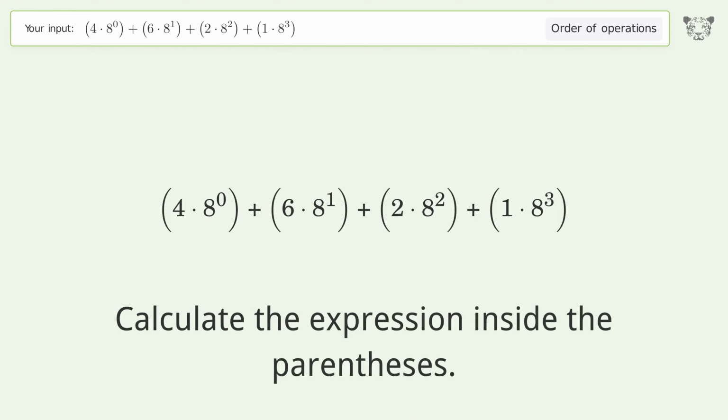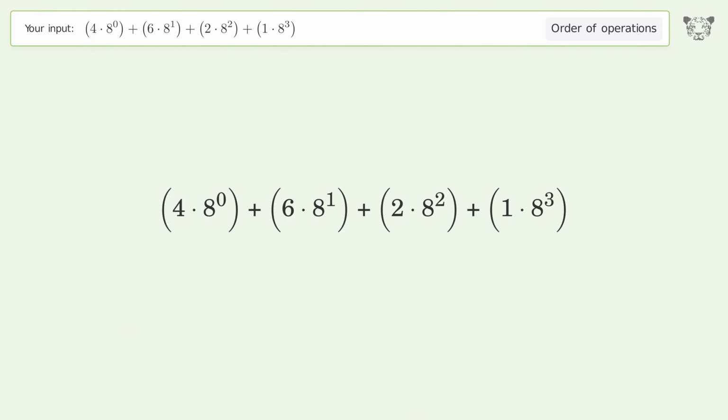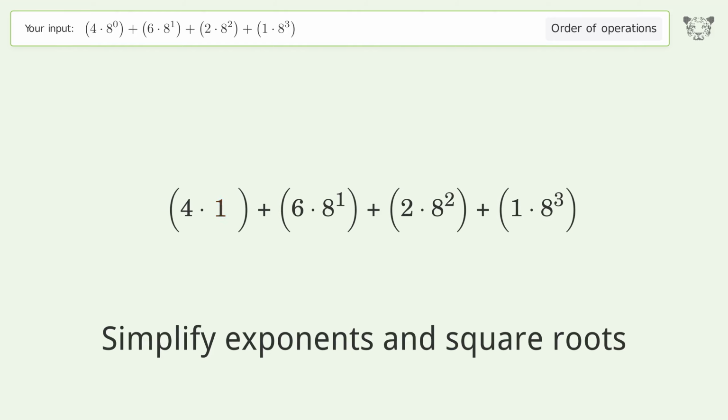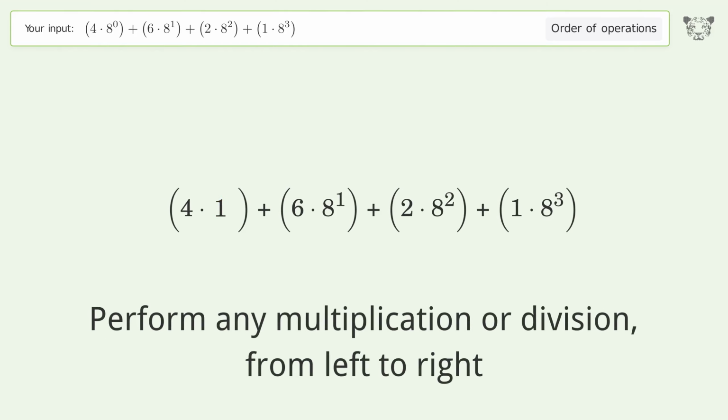Calculate the expression inside the parentheses. Simplify exponents and square roots. 8 to the power of 0 equals 1. Perform any multiplication or division, from left to right. 4 times 1 equals 4.